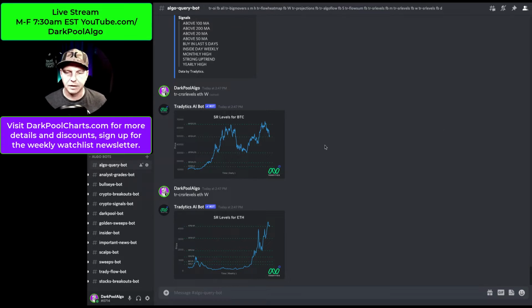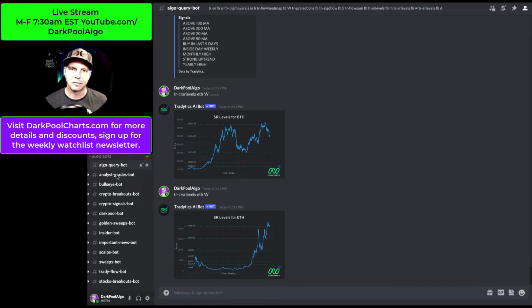Once you're in, this is the TradyTics bot. There's a query bot, which is what I'm going to show you how to give specific commands to track options flow, Darkpool commands, stock, crypto, even some price alerts, right? You can set price alerts to be notified if your target gets met or crossed. It's just another really good alert system.